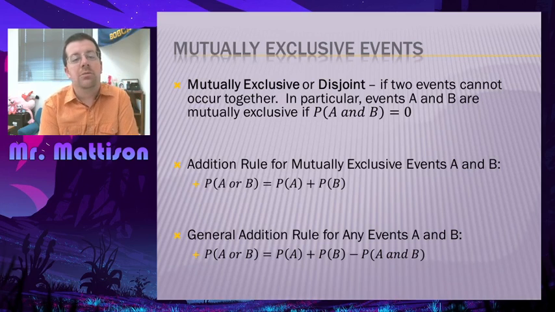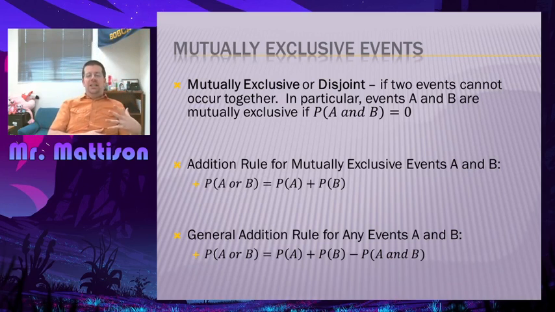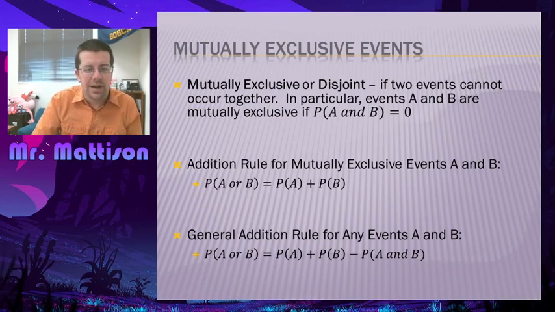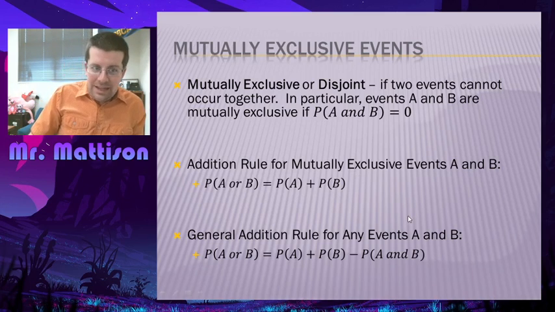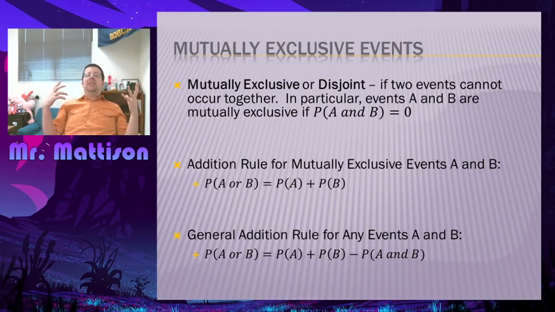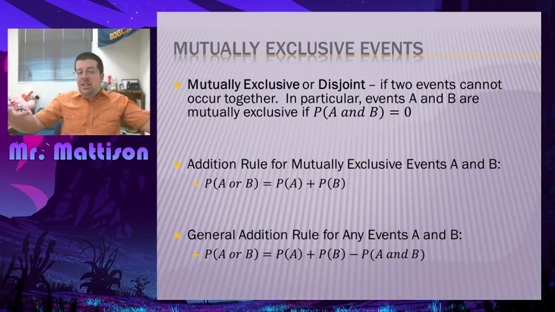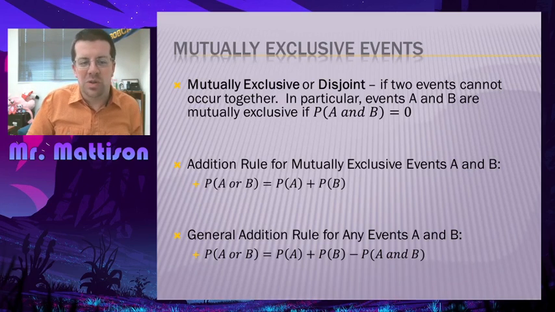So our rule for addition in mutually exclusive sets is really, really easy, right? We just literally add the probabilities. So I say, hey, here's my probability of a face card plus my probability of a 7. I add them up, done, right? So it's really easy if they're mutually exclusive, kind of like the multiplication rule was really easy when they were independent. But we also have the general rule in case they aren't mutually exclusive.